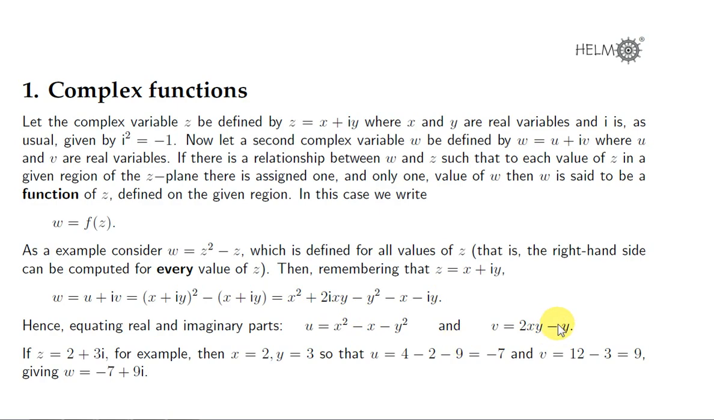So now we have the general form of w, and if we have a specific value for z, say it's 2 plus 3i, we can plug in 2 for x and 3 for y to get out the image. So we plug into here to get the real part of the image u, which is minus 7, and the imaginary part is got by plugging in here. That works out to 9. So the image of z under this function is minus 7 plus 9i.